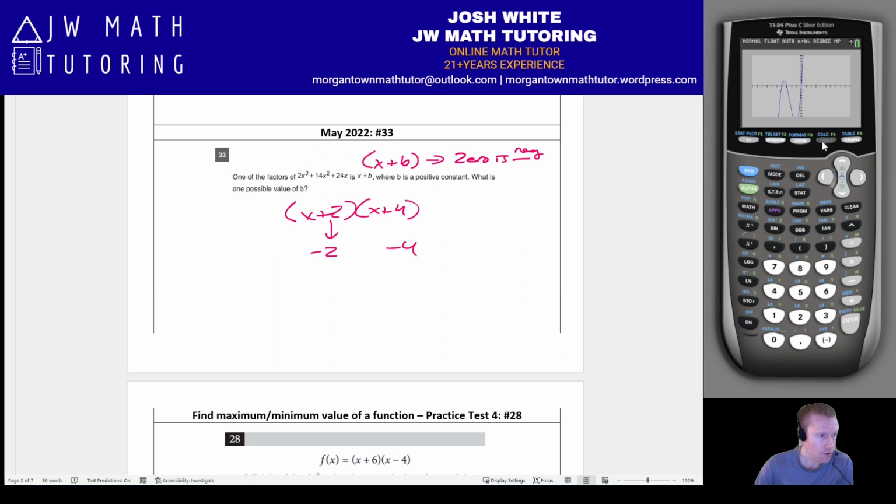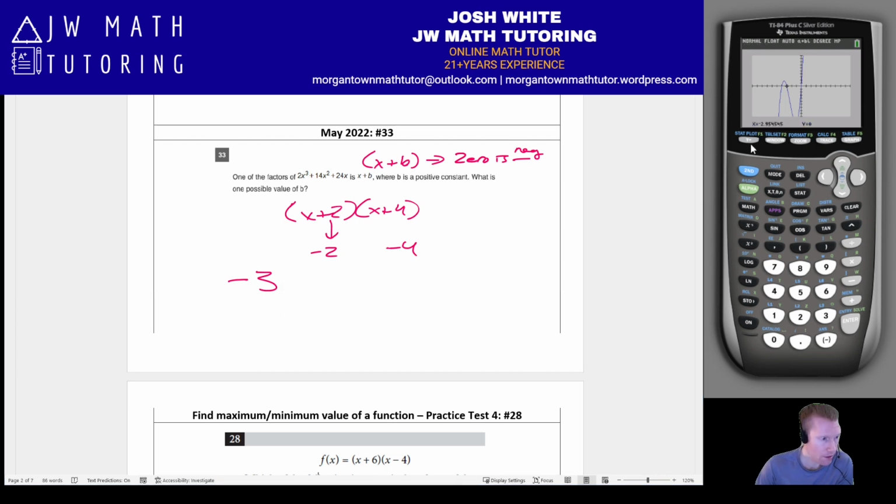So we can go back to the calculate menu. We can go to zero. Let's look at the one on the right first. For my left bound, I need to get to the left of it. For my right bound, get to the right of it. And now, for a guess, in between. Okay, so we have one possible value of -3. That's our zero, or our root.